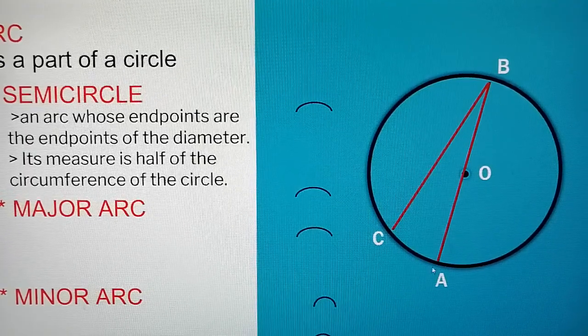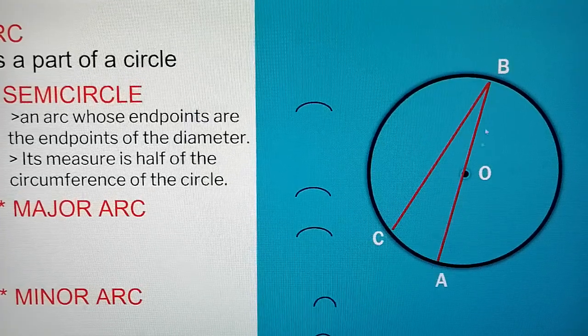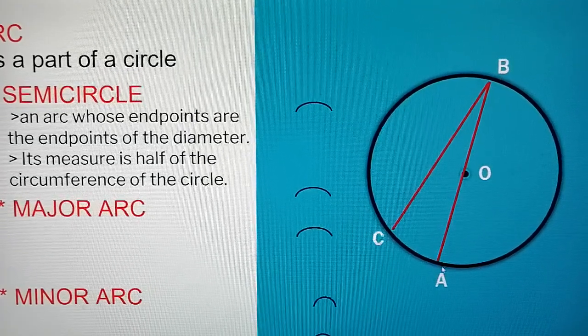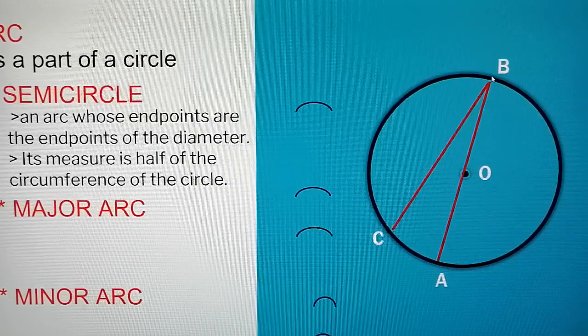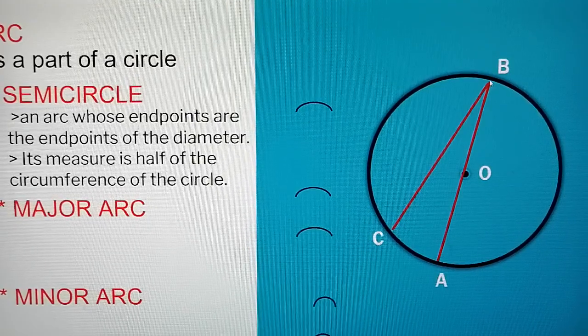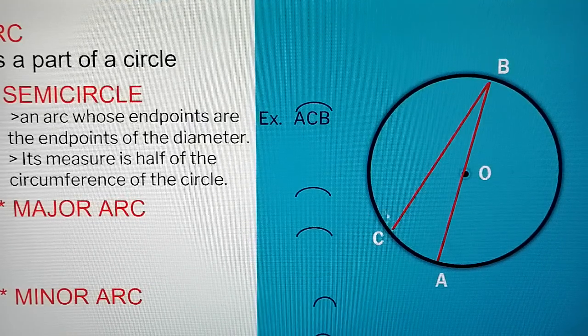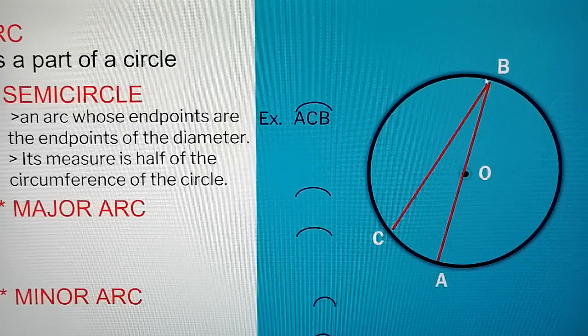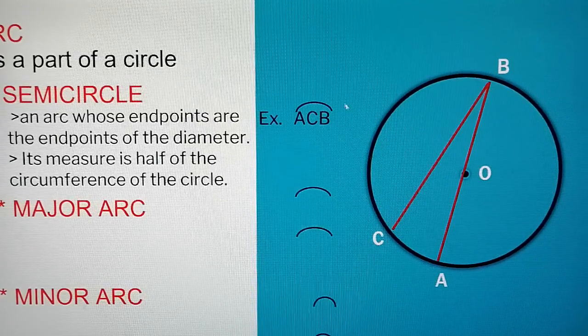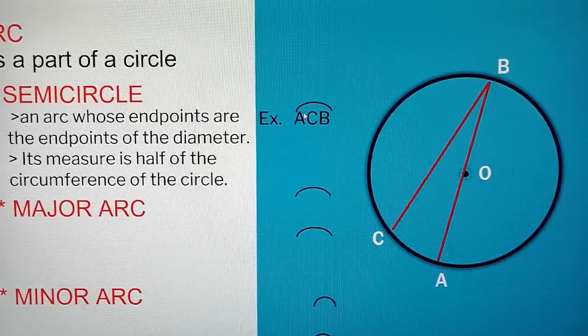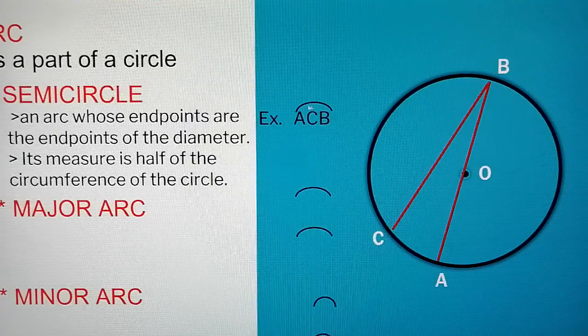Since segment AB is a diameter whose endpoints are points A and B, then this arc from point A through C to B is half of the circle. Therefore, this is what we call the semicircle. In this case, we can name this semicircle as arc ACB. Take note, we also use this symbol to mean arc.